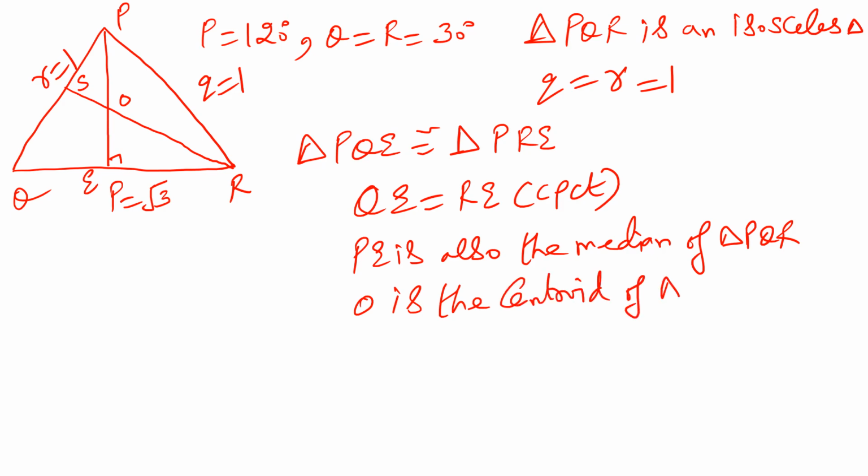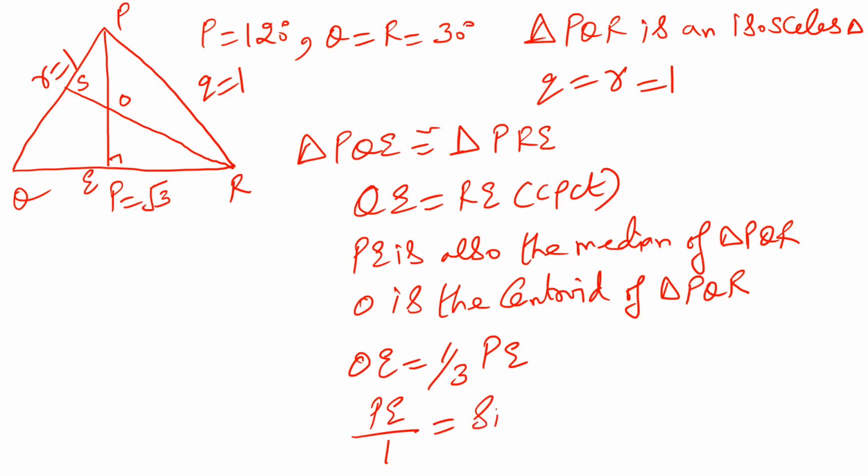And we know that the centroid of the triangle divides every median in the ratio 2:1. So I can say OE equal to 1/3 into PE. Now, in order to find the value of OE, first of all, I must get the value of PE. For this purpose, I take triangle PER. In triangle PER, I am writing PE upon 1 equal to sine 30 degree.